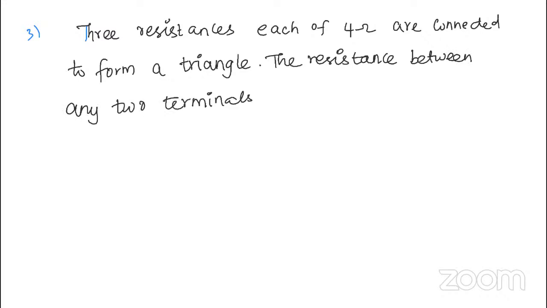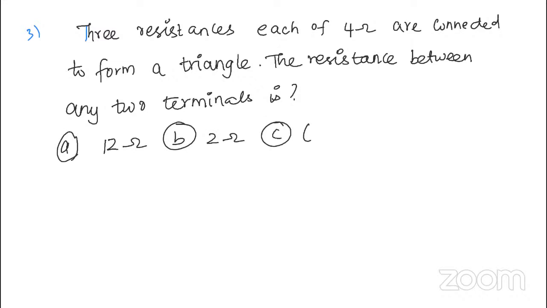They are asking what it is. So the option A is 12 ohms, B is 2 ohms, C is 6 ohms, and D is 8 by 3 ohms. Okay. So this is the question. They are forming a triangle. So we take three resistances and connect them in the form of a triangle. So we make a triangle.